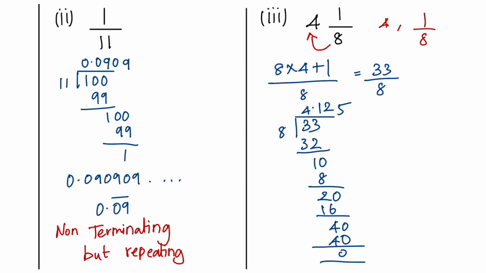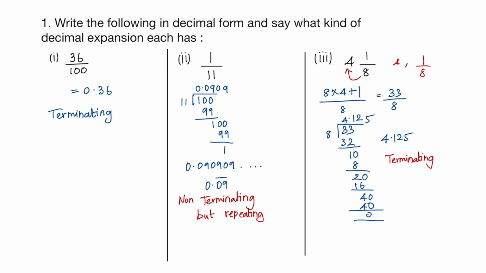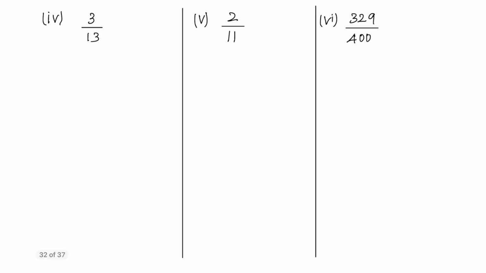Now what is the value of 33 divided by 8? It is 4.125. This is the decimal expansion. Now this obviously, as you can see, is terminating. Right, there are only 3 decimal points and it has ended. Okay, so it's a terminating decimal expansion. We have solved the first 3 subdivisions. Now we are moving on to the fourth one.